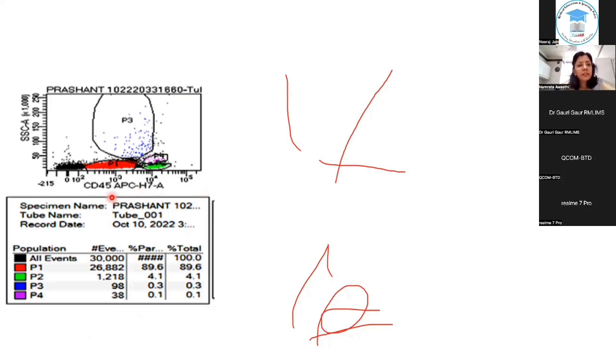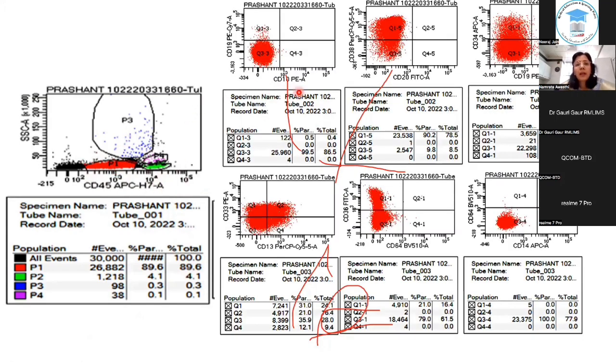On a CD45 versus side scatter, we can again see that most of the population, nearly 90% here, comprises blasts, and the rest of the cells are very few. These blasts are not expressing 10 and 19, they are expressing 38, they're expressing 34, they're expressing myeloid markers like 33 and 13 and 36, but not the monocytic markers of 14 and 64.